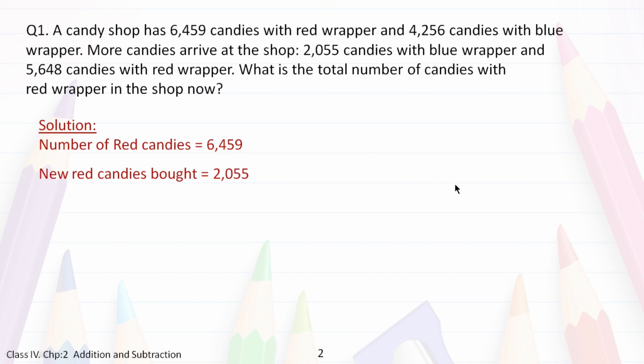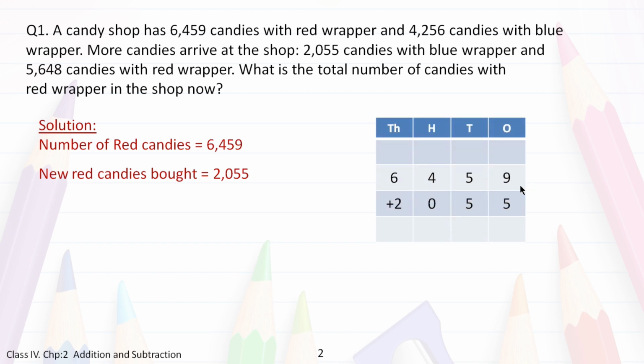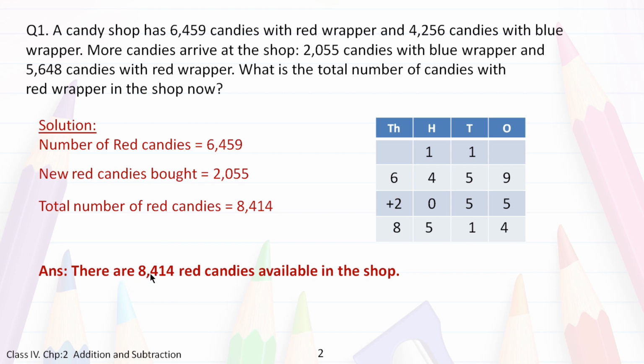We will add it by having our place value chart. Starting with the ones, 9 plus 5 will give me 14. 1 plus 5 plus 5 will give me 11. 1 plus 4 will give me 5. And 6 plus 2 will give me 8. Okay. So the total number of the candies are 8,414. And having our conclusion statement, that is, there are 8,414 red candies available in the shop. Students, this conclusion statement is very much important. Okay, don't forget to write this.